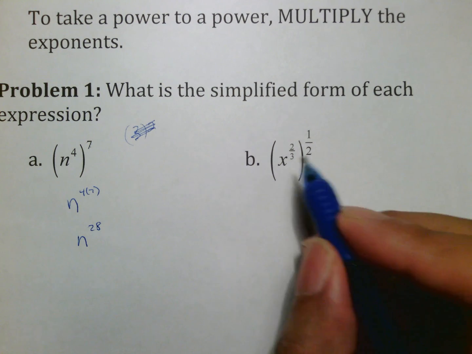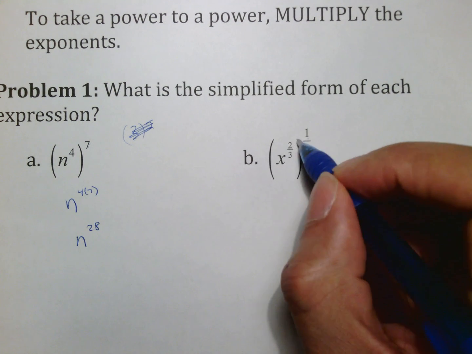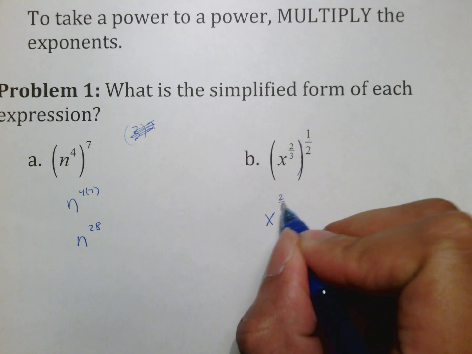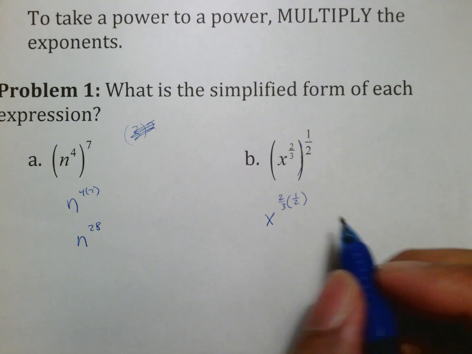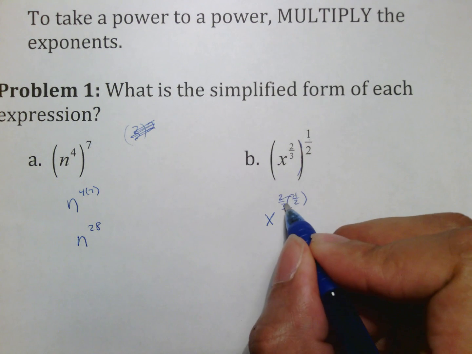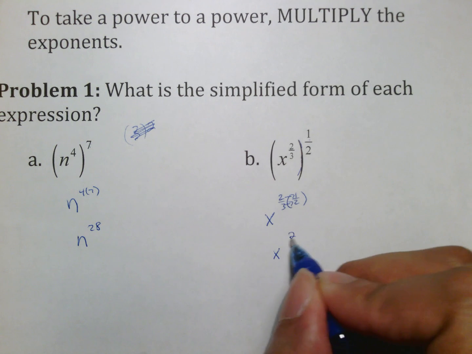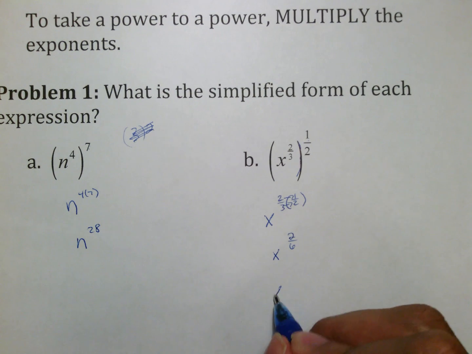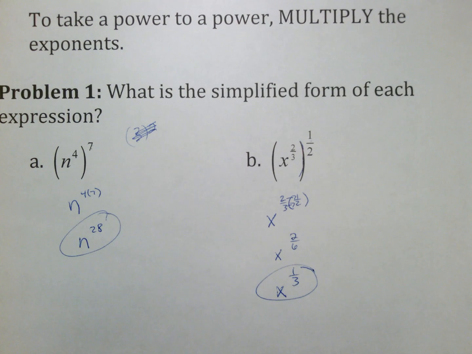Looking at B, you have x to the 2/3 going to the 1/2. Again, you have 2 exponents separated by parentheses, which means multiply to me, so it's 2/3 times 1/2. And what we learned is that whenever we multiply fractions, we go top to top, bottom to bottom, which is x to the 2 times 1 is 2 over 3 times 2 is 6. And of course 2 over 6 reduces to be x to the 1/3.